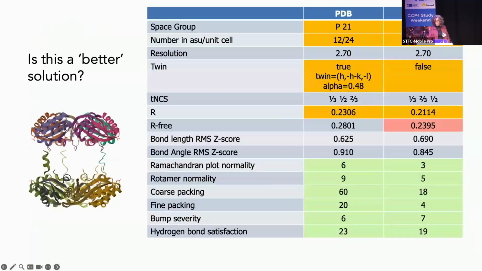And this is the PDB-REDO output, just to compare the two structures. So you can see we've gone from P21 to P63, from 12 in the asymmetric unit to 4 in the asymmetric unit. The data here is reported without it being twinned. The R factor is lower and so on.